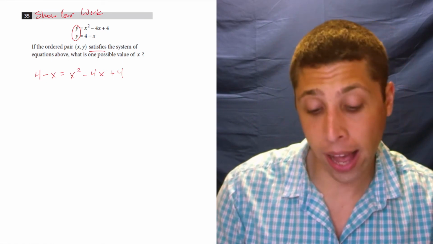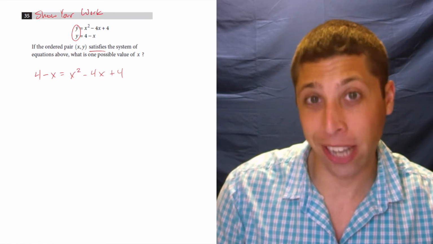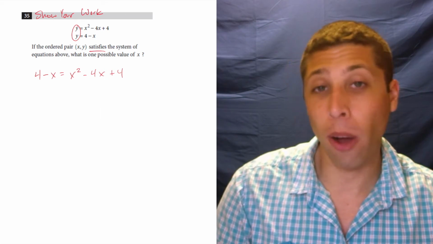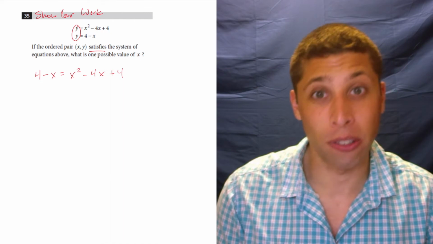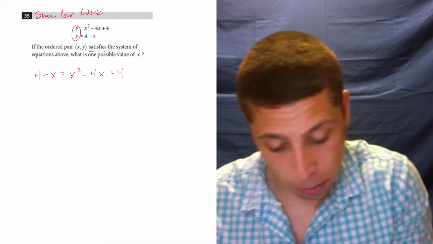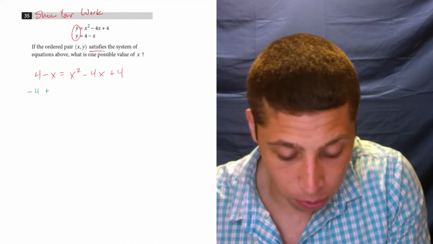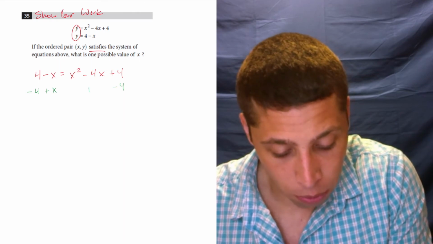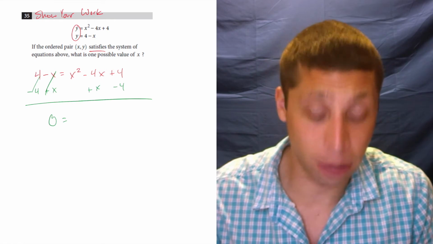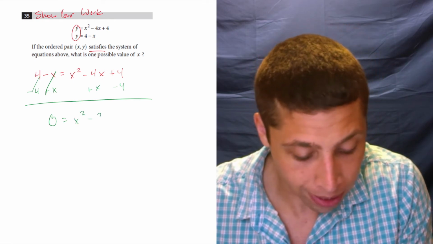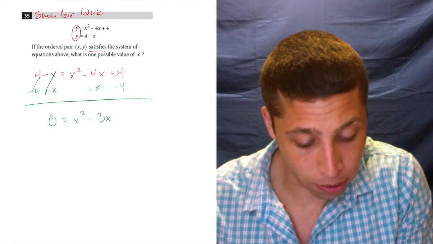And whenever I have an equation with an x squared, generally what I want to do is get everything on the same side of the equation. So I want to make it equal to 0. So let's get rid of some of these pieces over here. So that's subtracting 4 and adding x, subtracting 4 and adding x. Right? So that gets rid of all this, leaves me with 0, x squared minus 3x, and this cancels out too, right? Plus 4 minus 4.